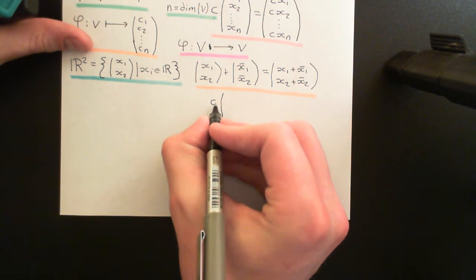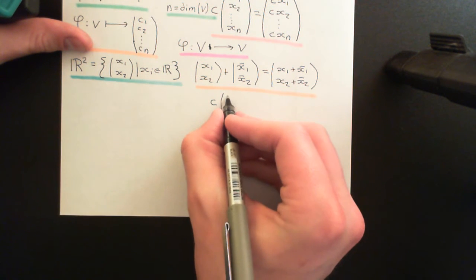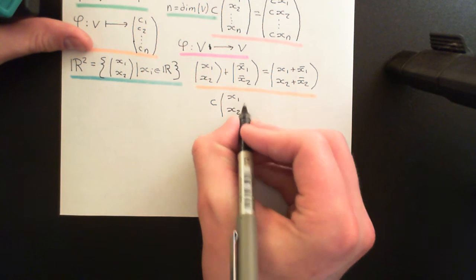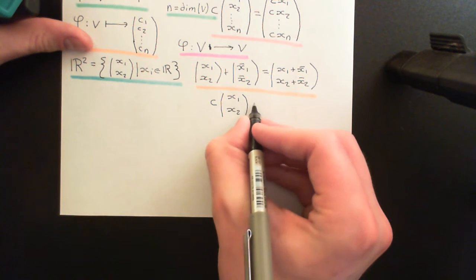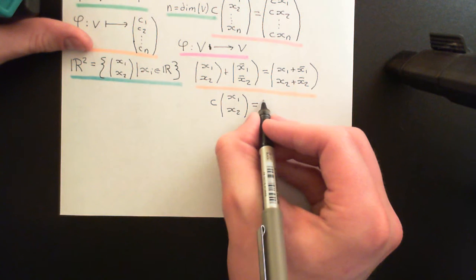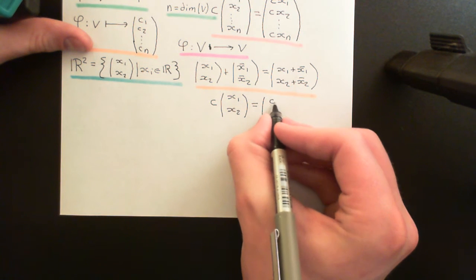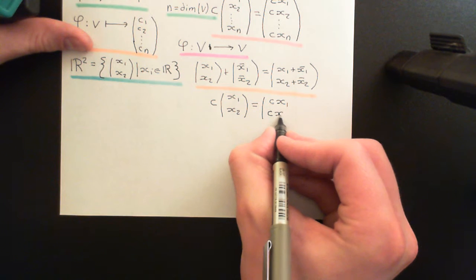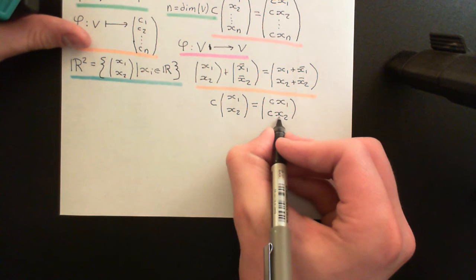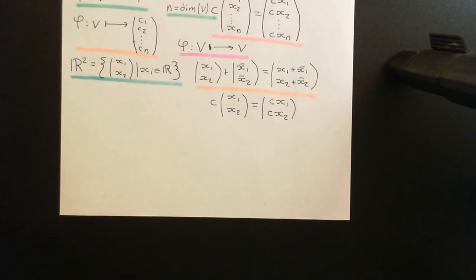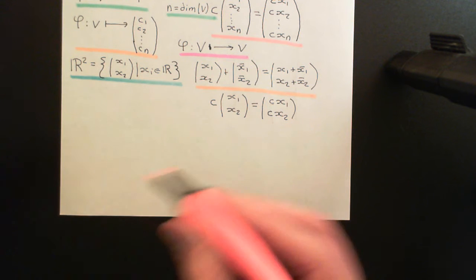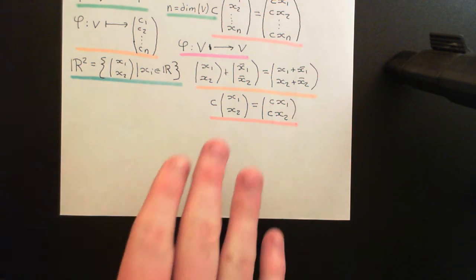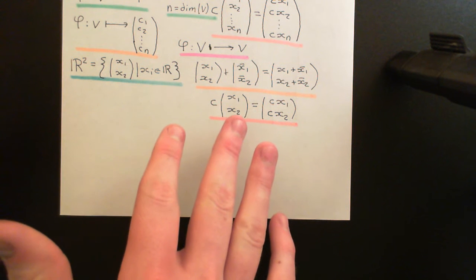And of course scalar multiplication. If I want to multiply any vector in here by a scalar c from the real numbers, the way I do it is just multiply all of the components by the real number c. So I'll do c times x1, where this is multiplication in the real numbers, and I'll do c times x2, again where this is multiplication in the real numbers. That's the way I'll define scalar multiplication in this vector space. So that then is the definition of R2.